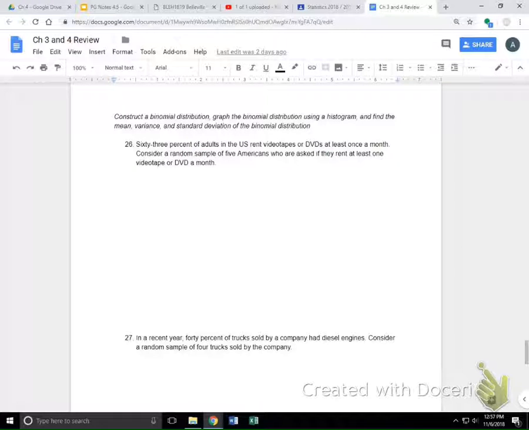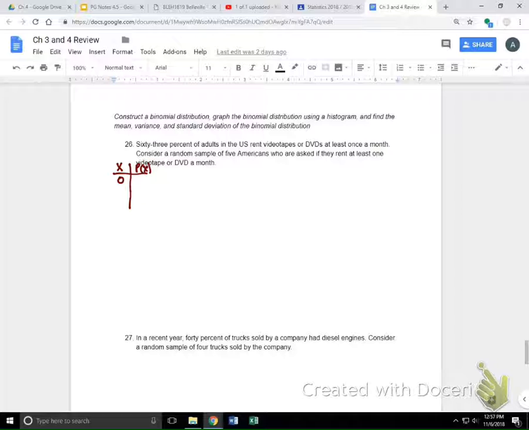Okay, so the next one says 63% of adults in the U.S. rent videotapes or DVDs at least once a month. Consider the random variable that 5 Americans were asked if they rent at least one videotape. So they told us again this is going to be that binomial distribution. So I just made a nice little table of x, p of x, and then I went through finding them using what we know of the binomial distribution formula.